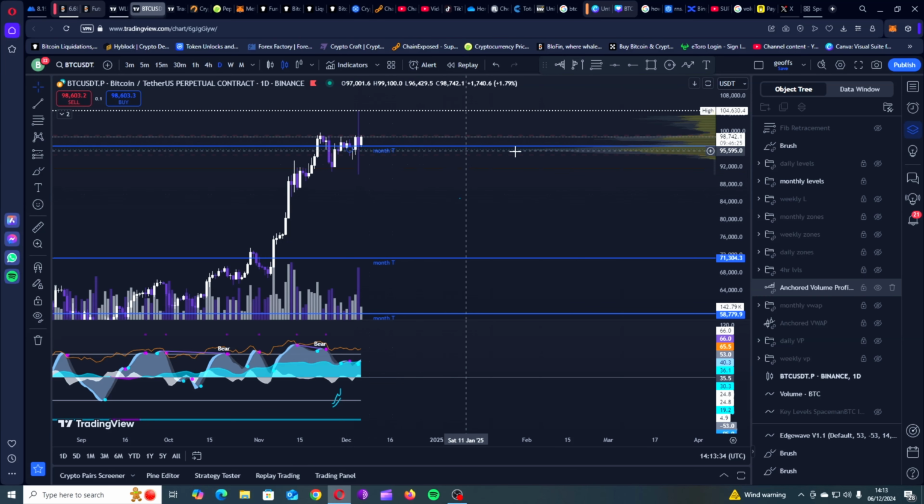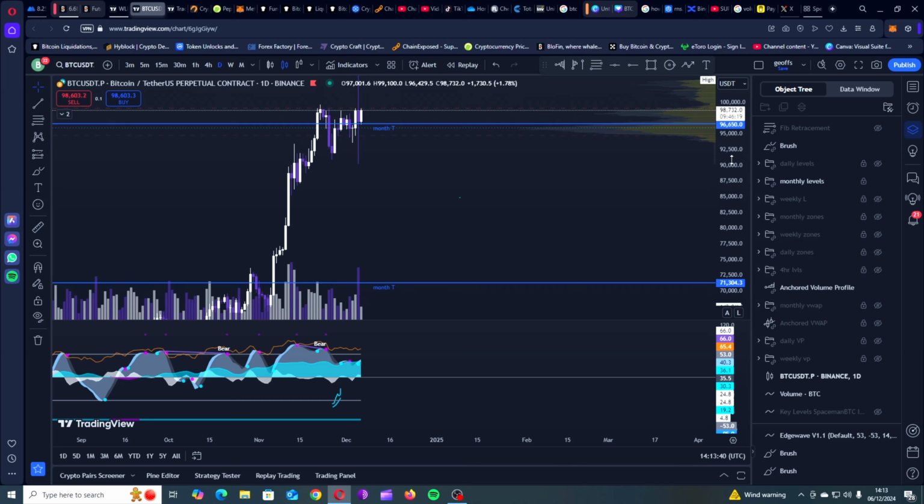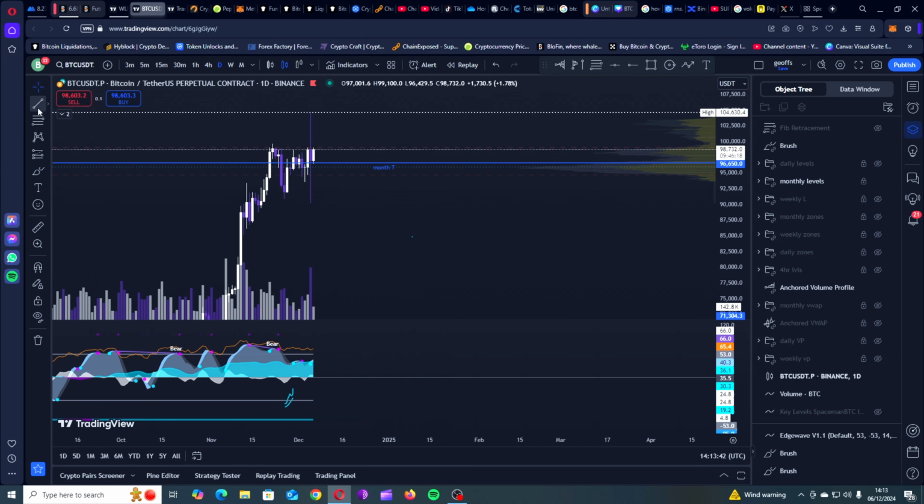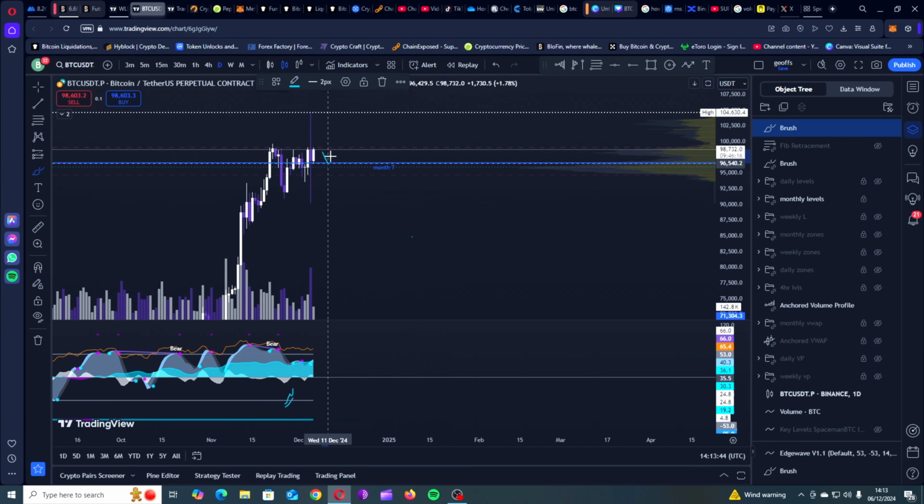We are inside the value area as well. So we might just see a lot of choppiness up and down in here before we can see any significant move down or any significant move back up to take out these highs. That's what I'm looking at in BTC. Until I see a significant move happening one way or another, then I'll take the trade.